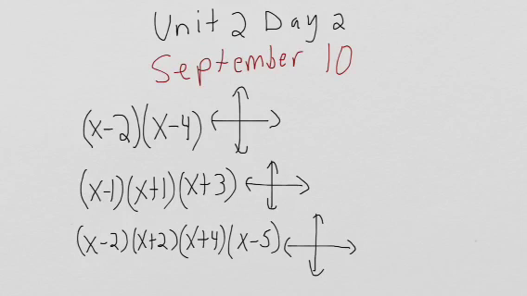All right, day two was a quicker period. It was on Monday, so we didn't have as much time to cover stuff. So we just really went over how to sketch basic polynomials in factored form. So we talked about what we need to do is find the x-intercepts based on the factors.